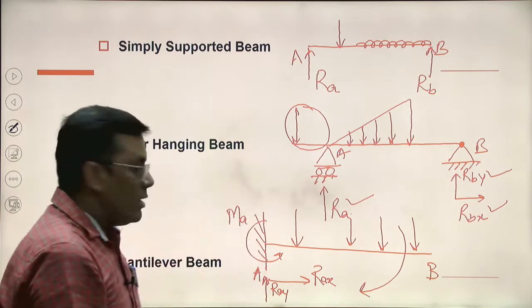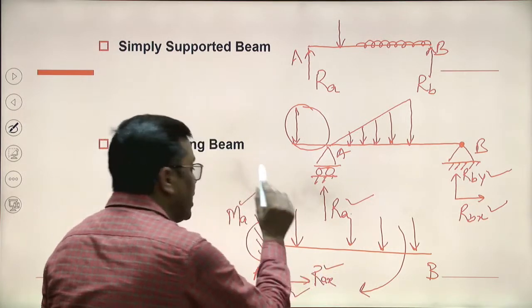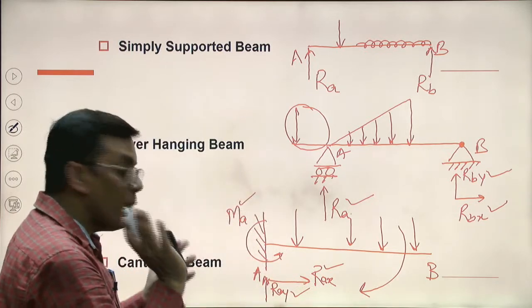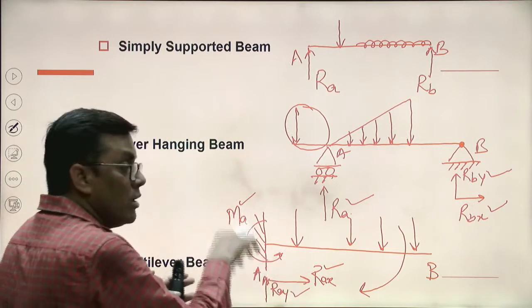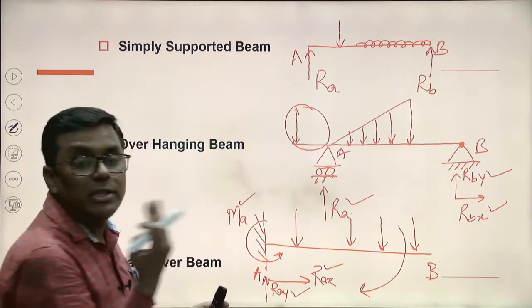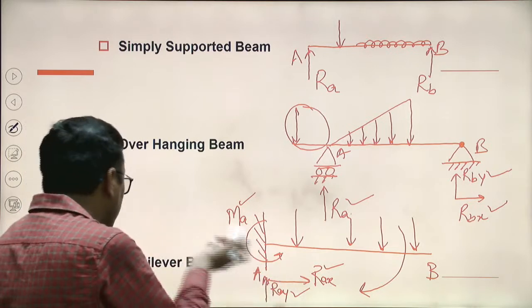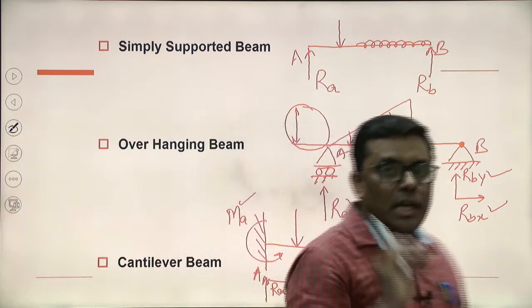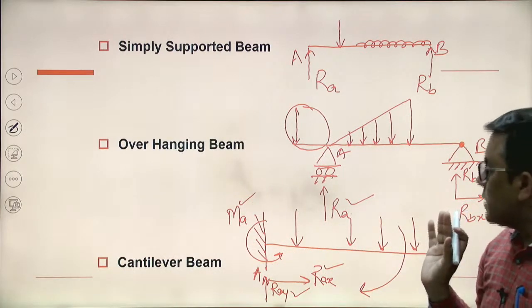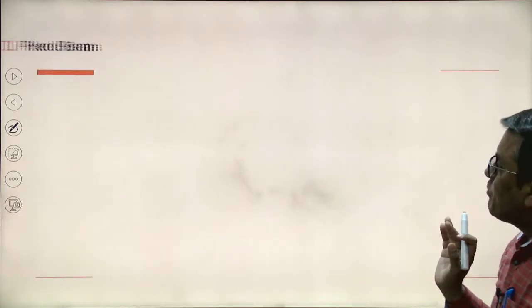How many unknown reactions are there? 1, 2 and 3. And how many conditions of equilibrium do we have for finding out the unknown support reactions? We have 3 equations: sigma Fx, sigma Fy and sigma M equal to 0. So this is the cantilever beam. All these 3 are statically determinate. Now I am coming to the statically indeterminate beams.